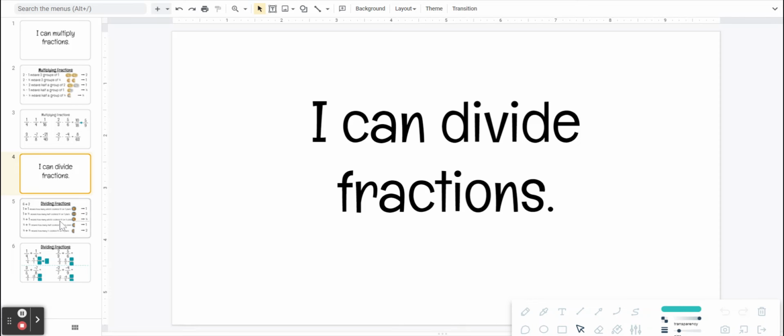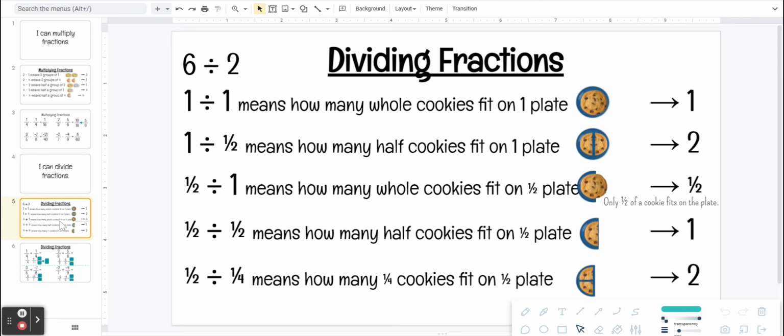I can divide fractions. All right, bear with me. This can be a little bit tricky. All right, so let's say we have 6 divided by 2.